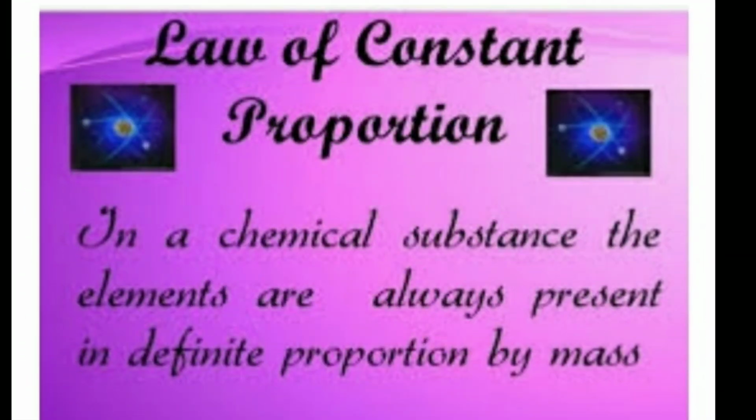In the simplest words, we can say that the law of constant proportion states that in a chemical compound or a chemical substance, the elements are always present in a definite proportion by mass. We have referred to the definition of a compound also, that it is actually a combination of two or more elements which are joined together chemically in a constant or definite proportion or ratio by mass.